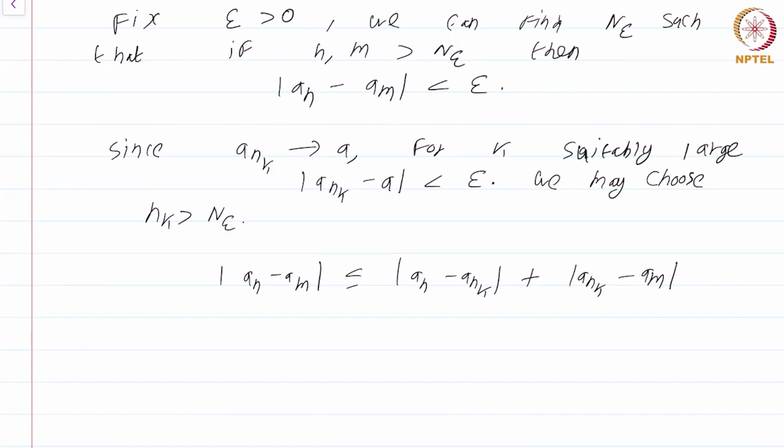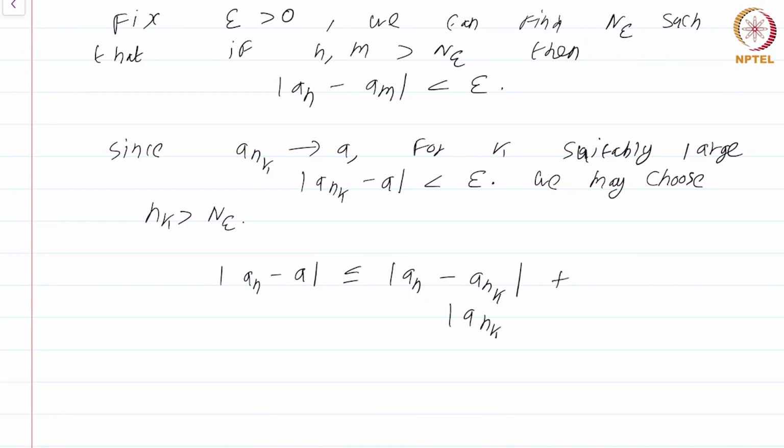Just one moment, I made an inadvertent error. What I want to say is |a_n - a|. I've already dealt with |a_n - a_m|, it's less than epsilon. I want to show that a_n converges to a. Sorry about this error. |a_n - a| is less than or equal to |a_n - a_{n_k}| + |a_{n_k} - a|. I have used a_{n_k} now to anchor the sequence a_n.